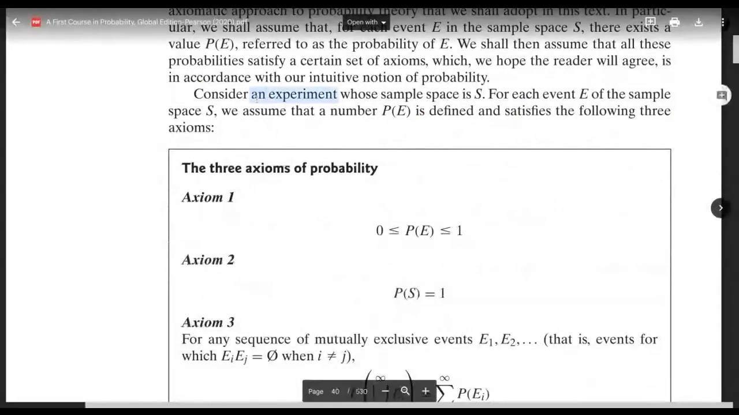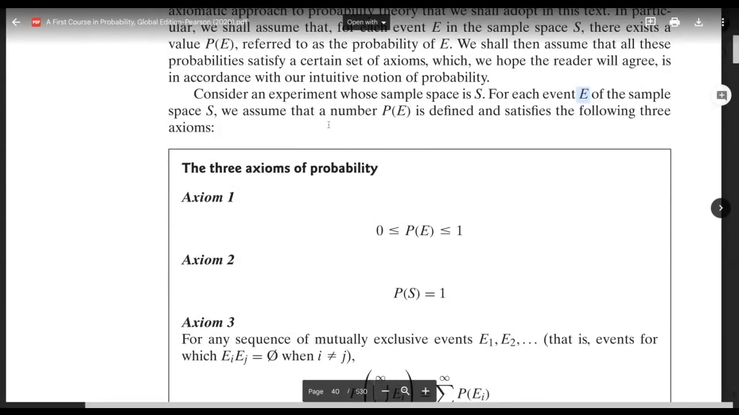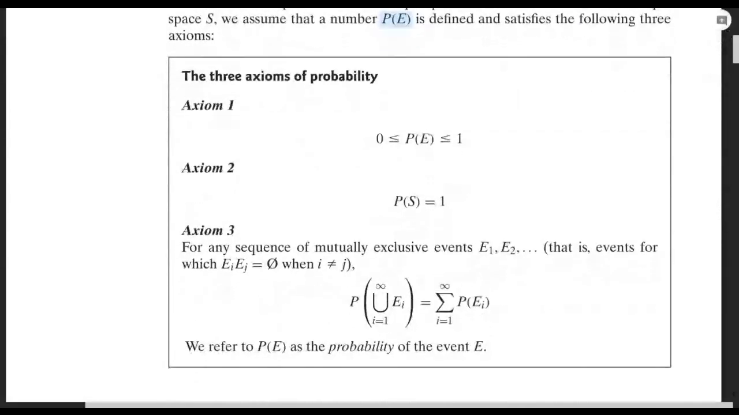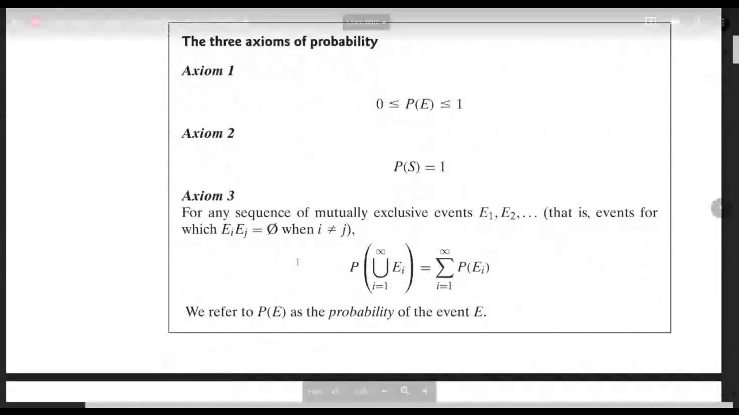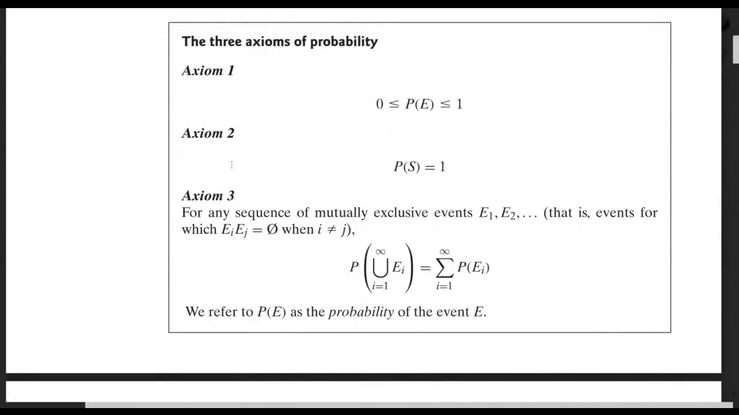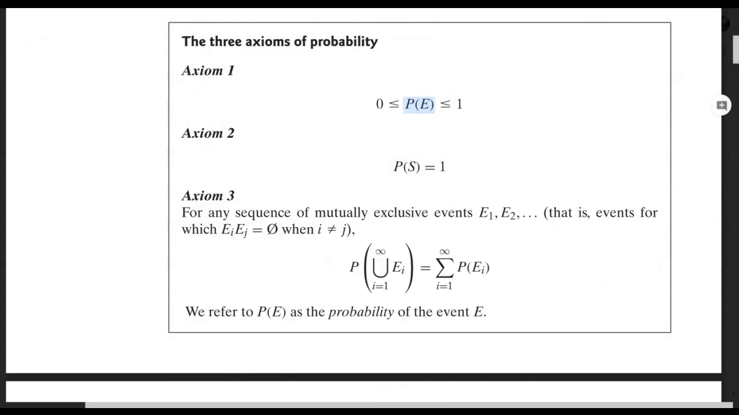Now consider an experiment whose sample space is S. By convention, we use S. For each event E of the sample space S, we assume that a number P(E) is defined and satisfies the following three axioms. Axioms serve as the foundation of something. Probability has three axioms; otherwise, we wouldn't be able to even talk about it.